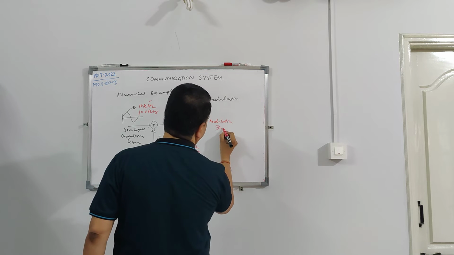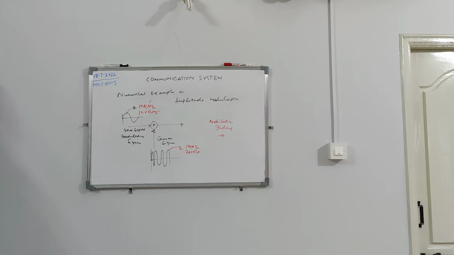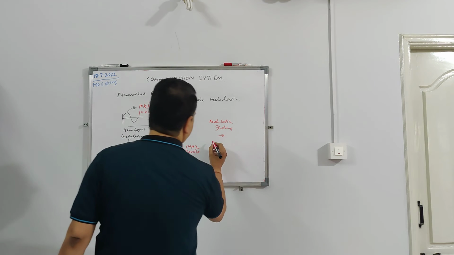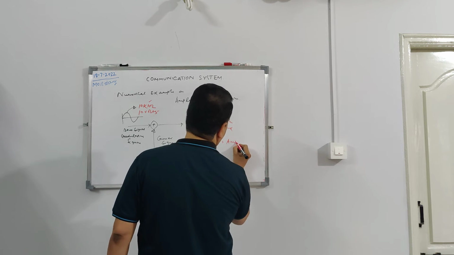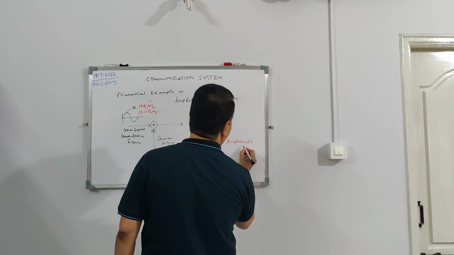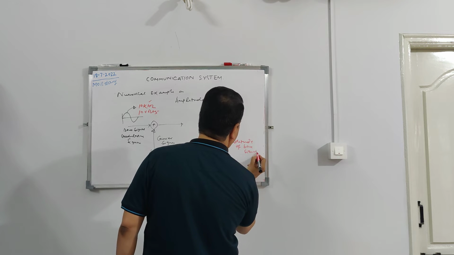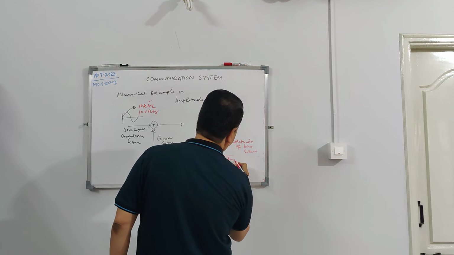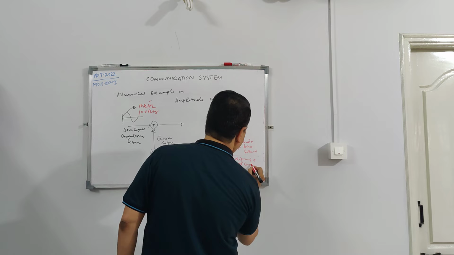Modulation index. The modulation index is just a formula you have to remember: the amplitude of the base signal divided by the amplitude of the carrier signal. It is a ratio. So modulation index MI is equal to amplitude of base signal divided by amplitude of carrier signal.